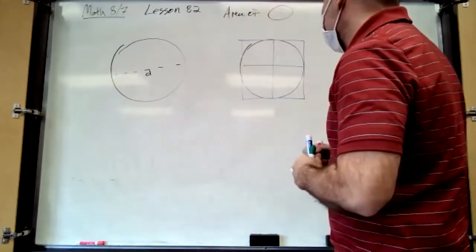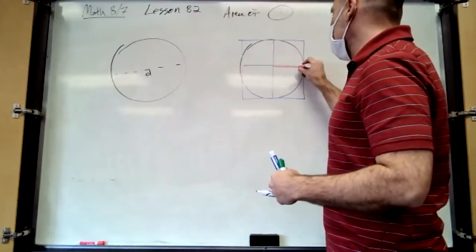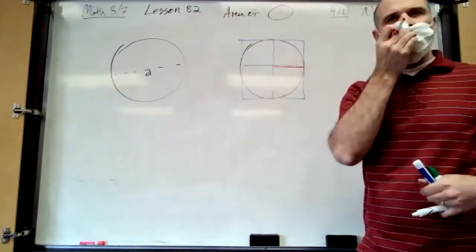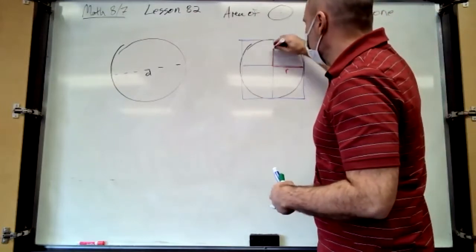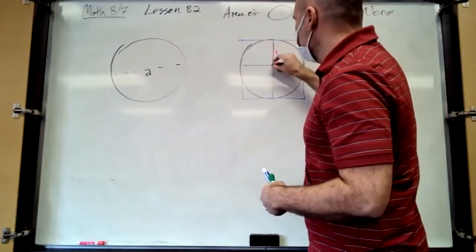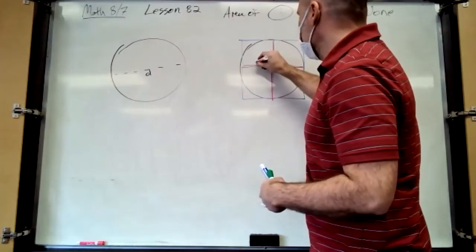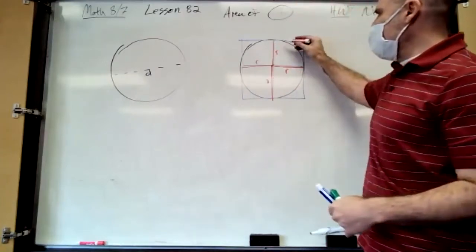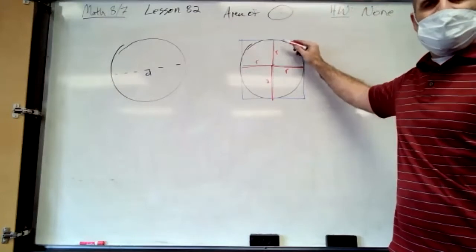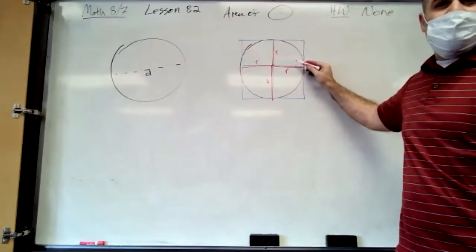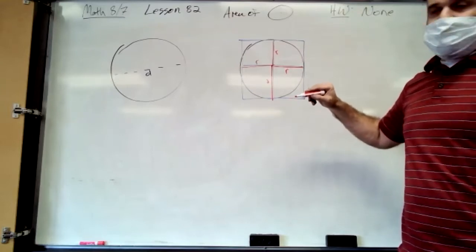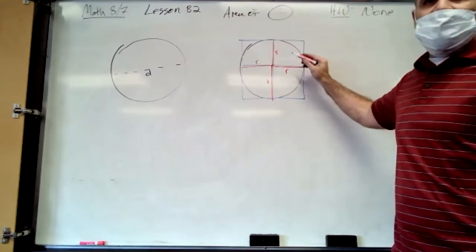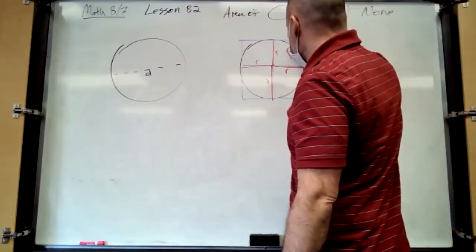Okay, so now, what is this measurement again of a circle? Radius. Okay, so that's radius. So what's this measurement? Radius. What's that one? Radius. So these are all radiuses. So how do you find the area of this little top right square here? Remember how to find the area of a square? What is it, Adeline? Base times height. Base times height. R times R. Guess what this is? This is R squared.